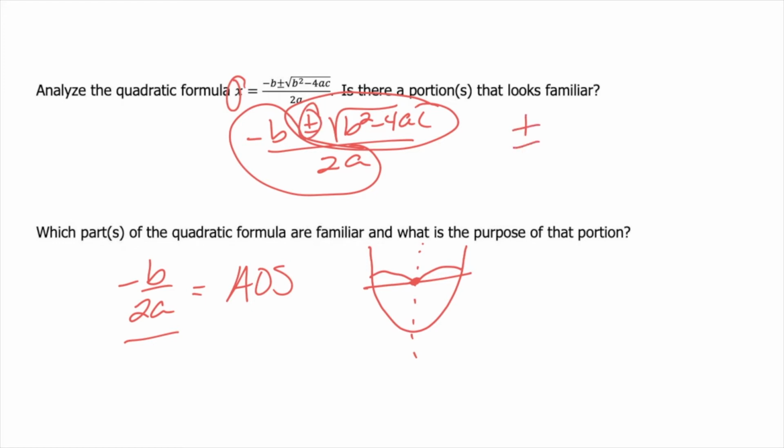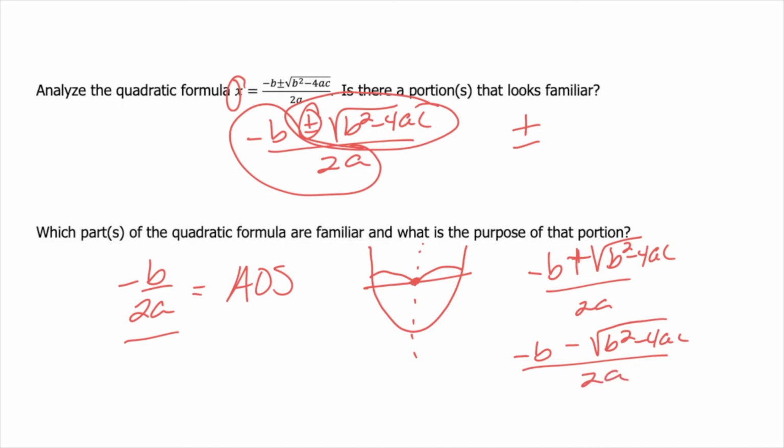Plus minus means you do both adding and subtracting. So really, this is 2 different formulas. This is negative b plus the square root of b squared minus 4ac divided by 2a, and it's also negative b minus the square root of b squared minus 4ac divided by 2a. So you really have 2 different equations that you have to follow. That's why it becomes tedious. You just have to do 2 things.